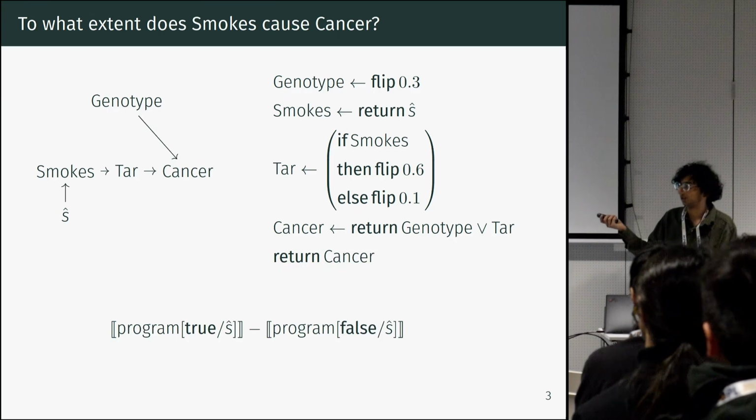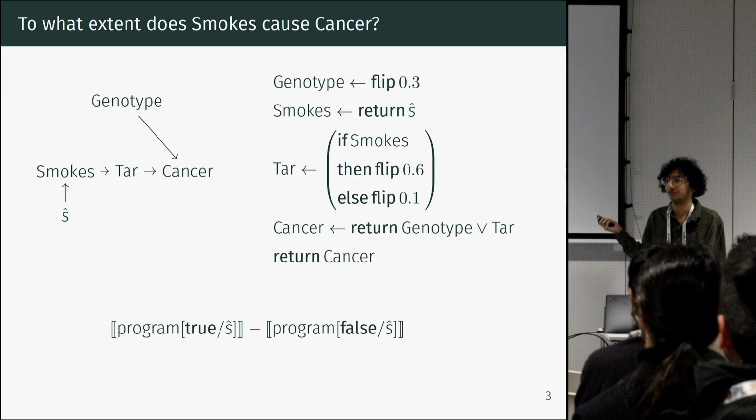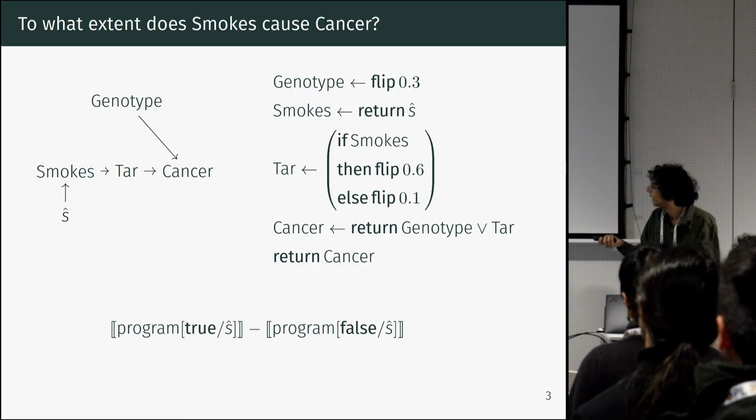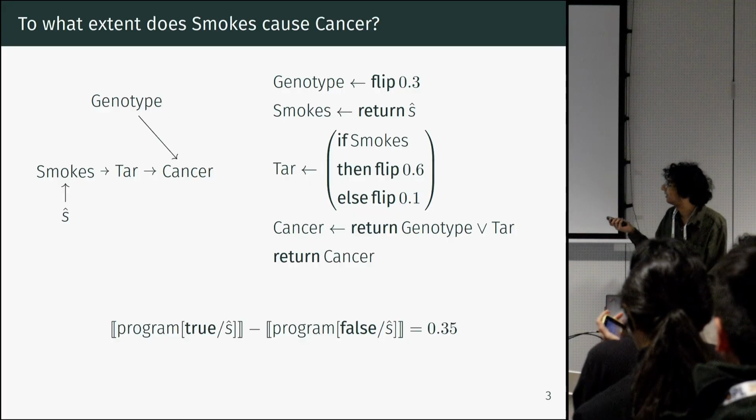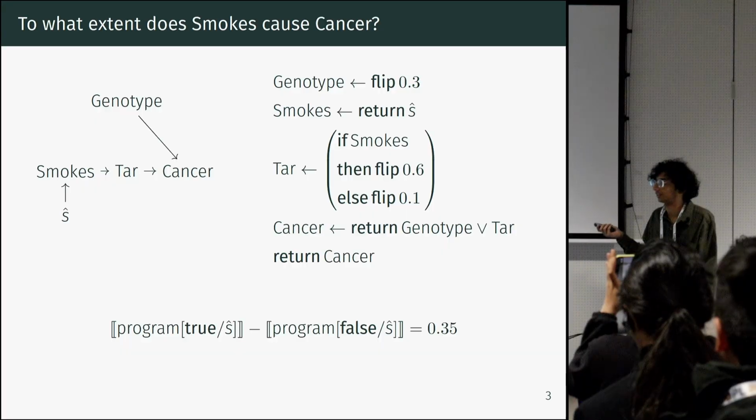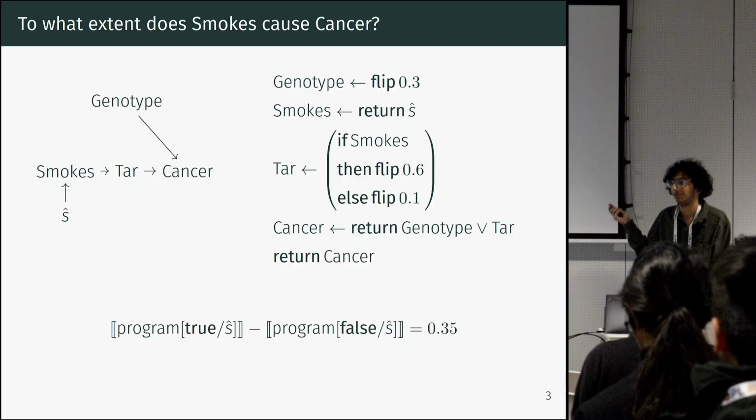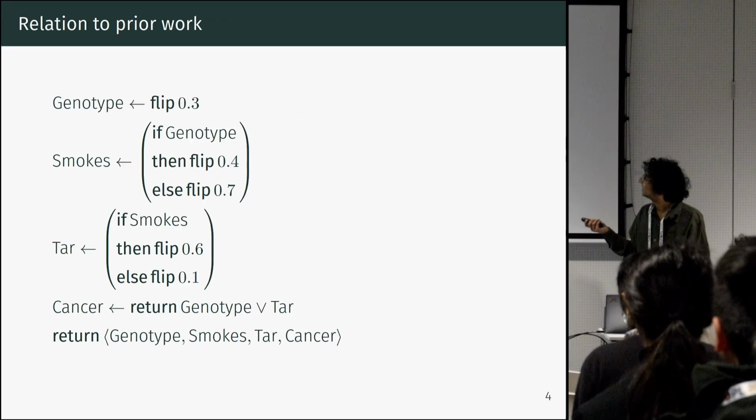We can run inference twice, substituting true in for s hat or false in for s hat, and we'll get literally a number, and we'll get that maybe the probability of getting cancer if you smoke increases by 0.35. These are made-up numbers. I can't vouch for them.